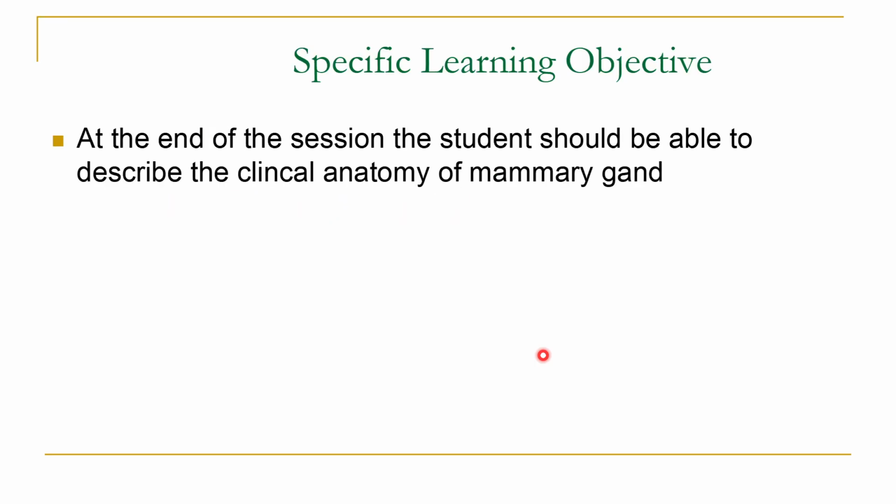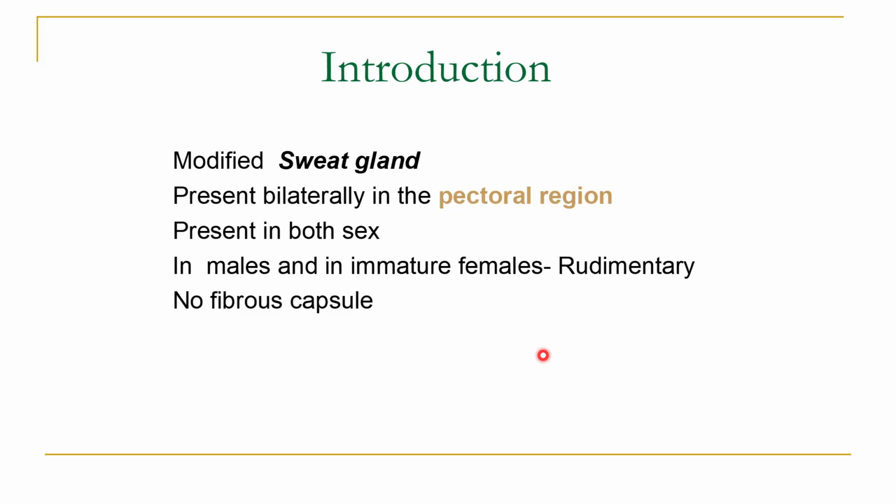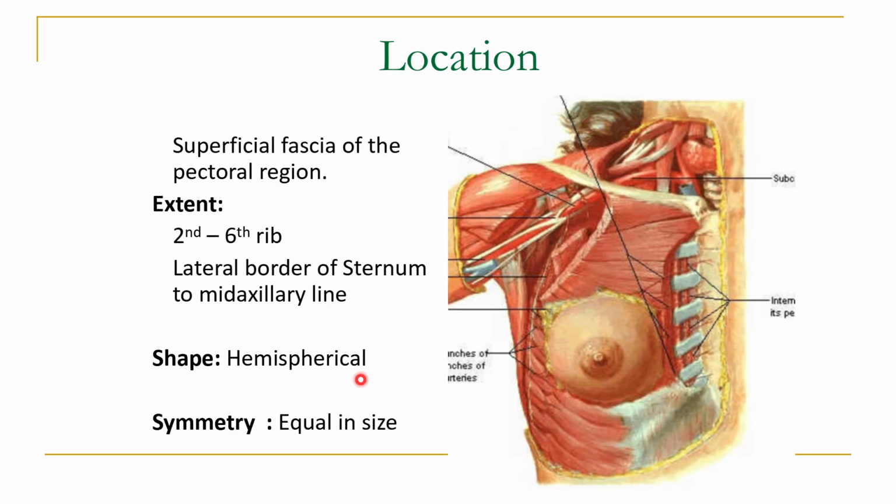Coming to the specific learning objective, at the end of the session, the student should be able to describe the clinical anatomy of the mammary gland. Coming to the introduction, the mammary gland is a modified sweat gland. It is present bilaterally in the pectoral region, in both sexes. In males and in immature females, it is rudimentary and doesn't have the fibrous capsule.